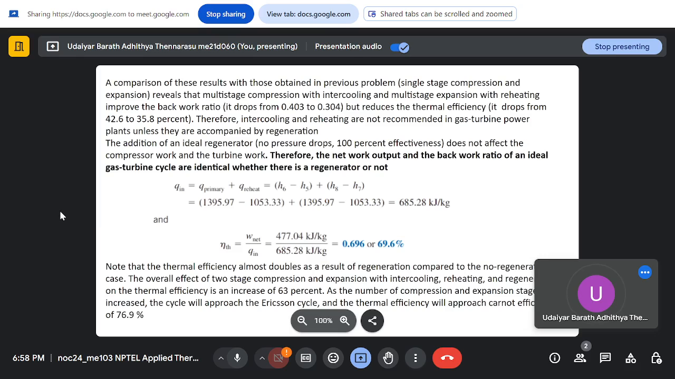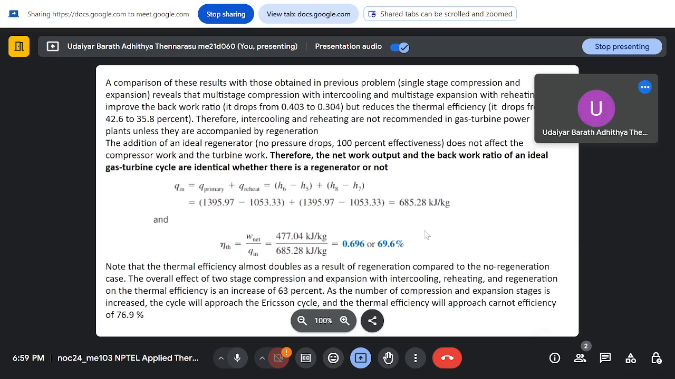So it is always advisable to have a reheater and intercooler only when you are using a regenerator. The regenerator increases your efficiency rapidly in this case. Note that the thermal efficiency almost doubles as a result of regeneration compared to the no regeneration case. So the overall effect of two-stage compression and expansion with intercooling, reheating and regeneration on thermal efficiency is an increase of 63%.